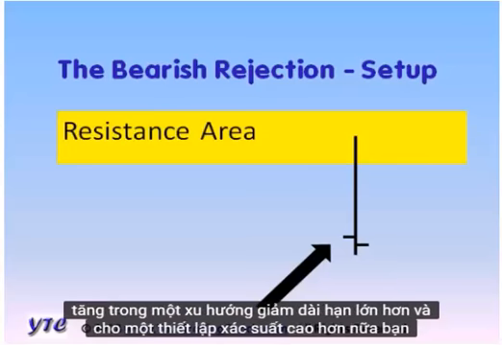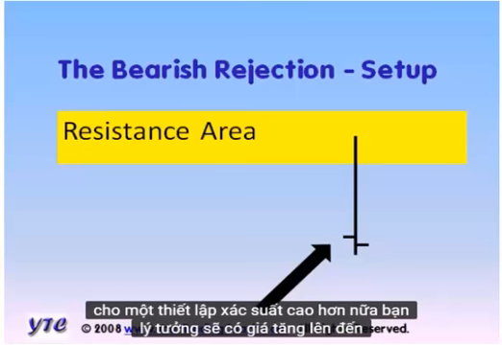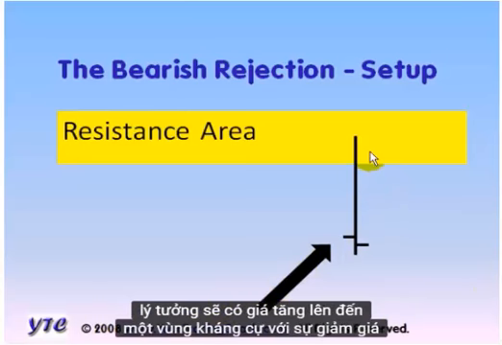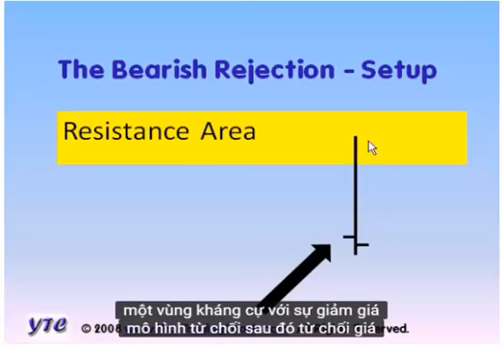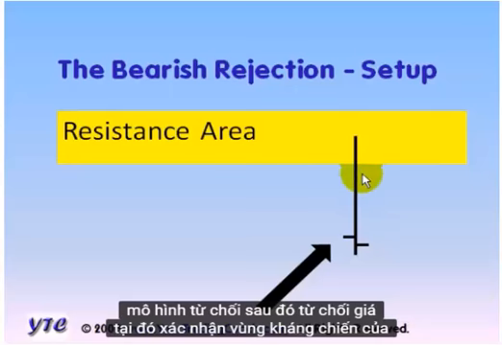And for an even higher probability setup, you would ideally have price rallying up to an area of resistance, with the bearish rejection pattern then rejecting prices at that resistance area.